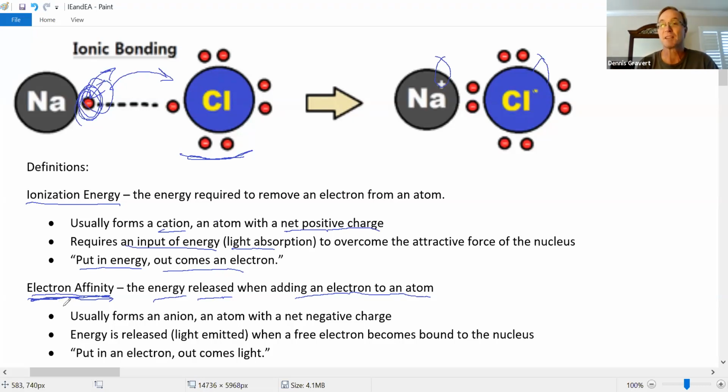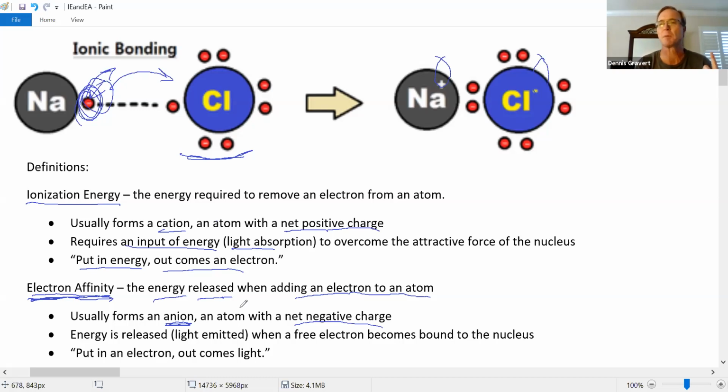And so if something wants more electrons and gets those electrons, well, electrons are negative, so getting more electrons is going to turn the atom into an anion, something with a net negative charge. It's going to have a surplus of electrons, which means it has a surplus of negative charge.